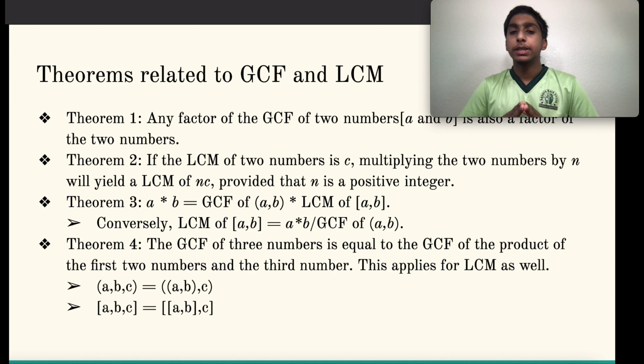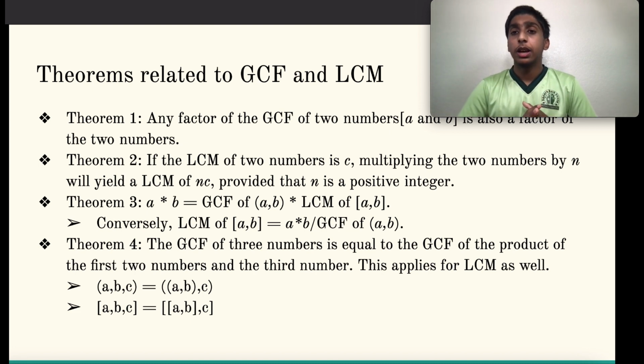The second theorem is if the LCM of two numbers is C, multiplying the two numbers by n will yield an LCM of n times C, provided that n is a positive integer. So what this is saying is if you have two numbers and you found their LCM, you can multiply those two numbers by one number, and if you multiply the LCM by the same number, you can find the LCM of the two new numbers.